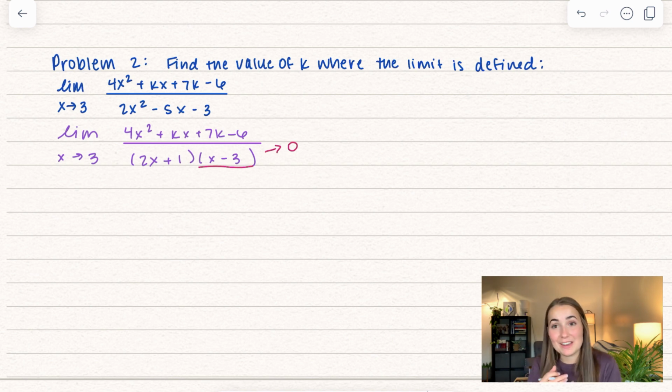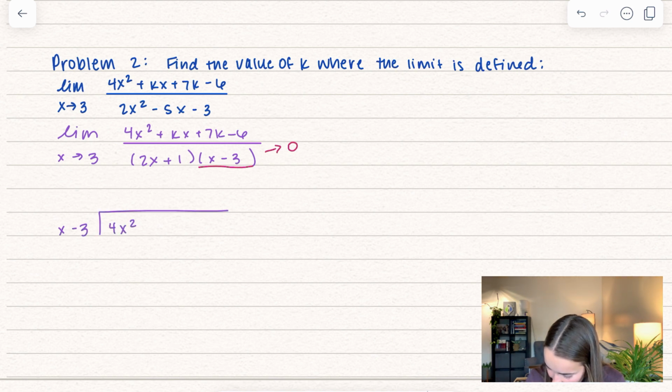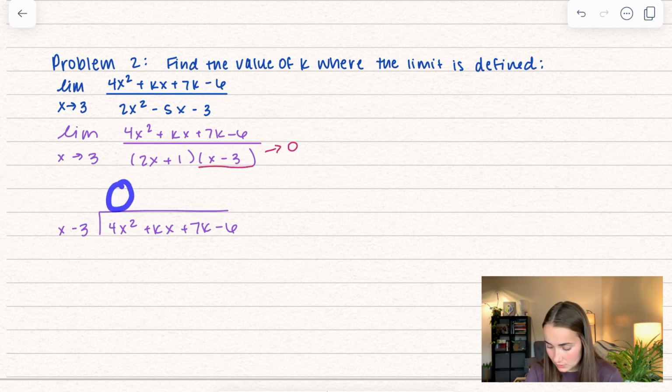So I'm going to go ahead and do long division, everybody's favorite, to see how I can make this divide nicely. So I want x minus 3 to divide into the numerator, 4x squared plus kx plus 7k minus 6. So if we remember long division, I need a term right here that multiplies by x in order to get 4x squared. So I'm going to go ahead and multiply it by 4x.